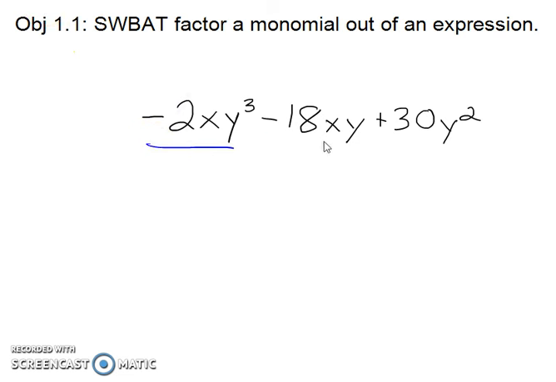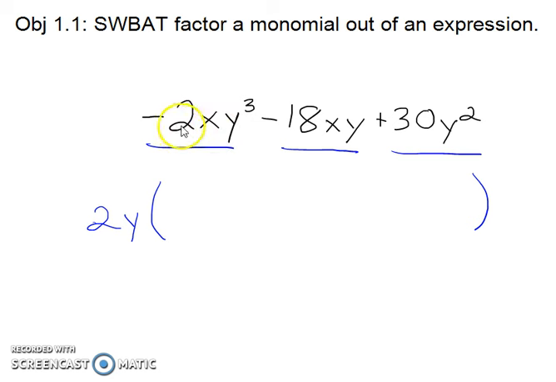I've got 3 terms. And then I have to think to myself, what do they all have in common? Well, let's see. This one has a 2 in it. 18 has a 2 in it, 30 has a 2 in it, so I can factor out a 2. This has an x, this has an x, but this doesn't have an x, so I can't factor out an x because not every term has an x in it. This has 3 y's, this has 1 y, and this has 2 y's. Well, I can't factor out 2 y's because the middle term doesn't have it. I can't factor out 3 y's because the second and third term don't have it. The most I could factor out is a single y, because every term has at least 1 y in it.